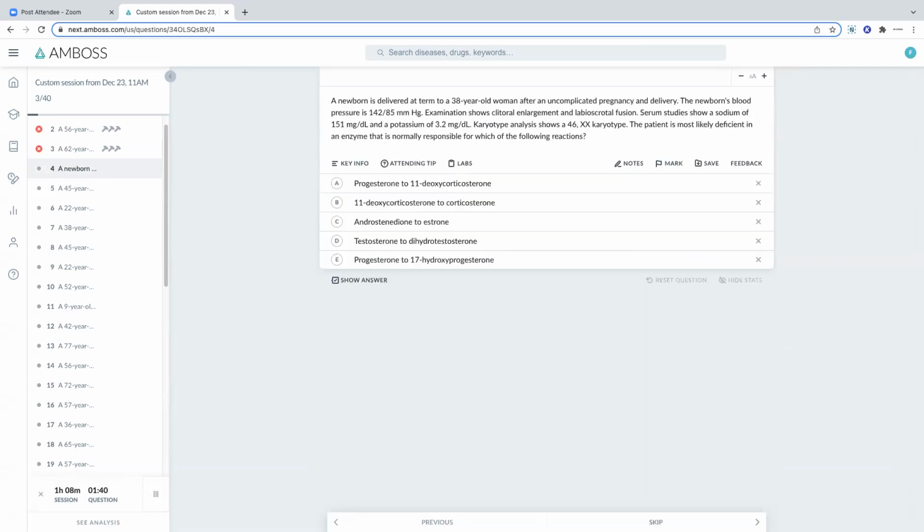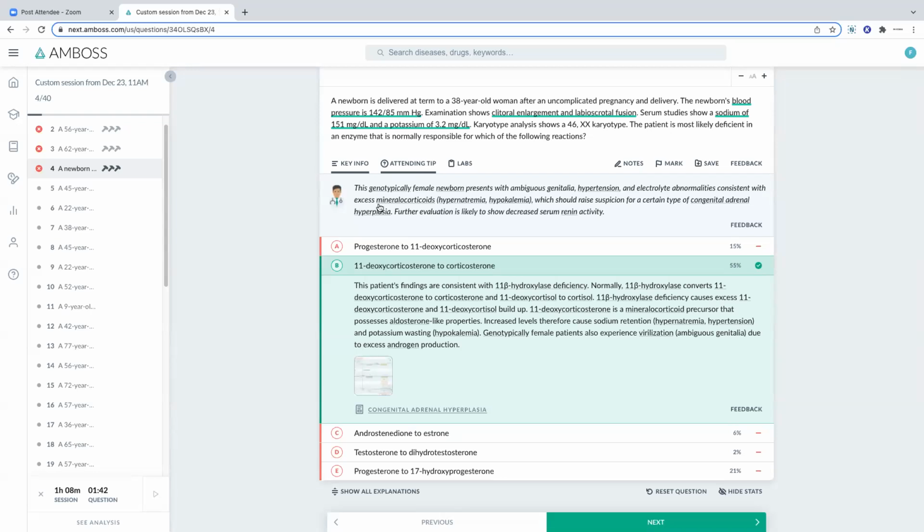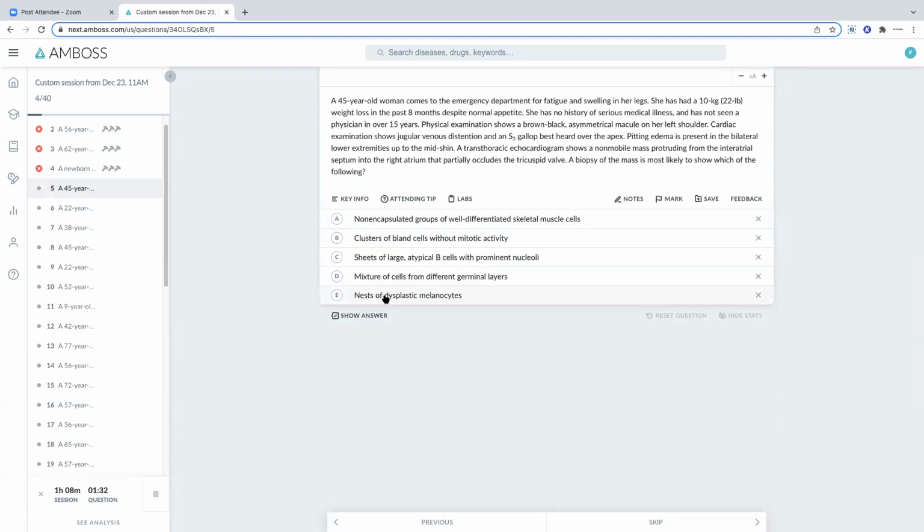Okay, let's move forward. The correct answer for this one is number B, right? I think this is pretty self-explanatory. Does it need any further explanation? No. Okay, let's move forward. Does this need any explanation? Next one. A biopsy of the mass is most likely to show what? What do you think this mass is?